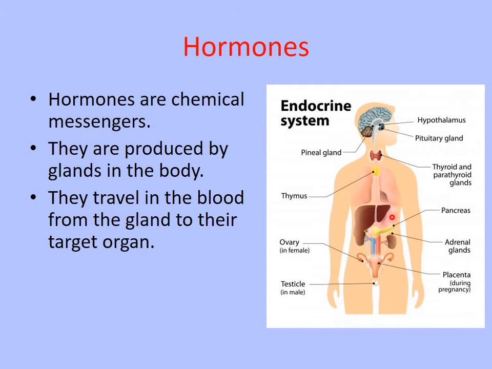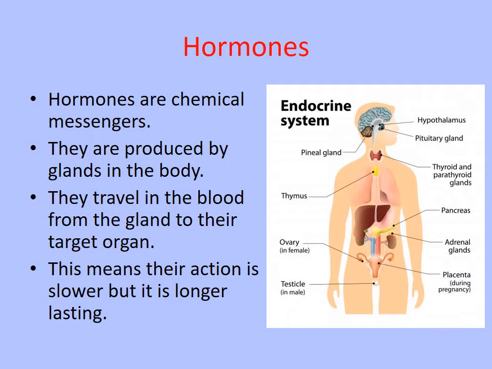They travel in the blood from the endocrine gland to their target organ. For example, insulin travels from the pancreas to the liver and to your muscles. Because they travel in the blood, their action is slower because they take time to travel to where they're going, but also, because they are in the blood, they hang around for a bit longer, and so their action is longer lasting. So make sure you've written this down.